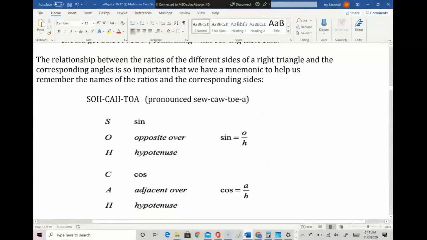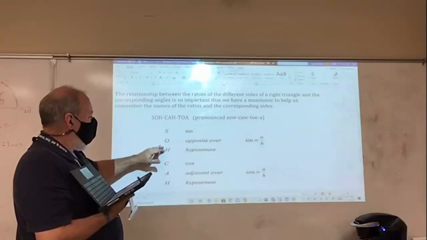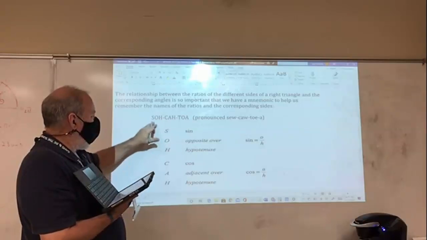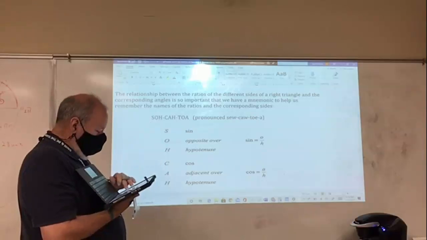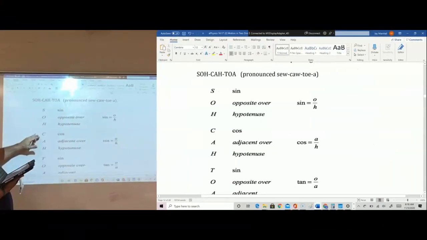So the relationship between the ratios of the different sides of the right triangle and the corresponding angles is so important. We have a mnemonic to help us remember the names of the ratios and the corresponding sides. This is pronounced SOHCAHTOA. So sine is the opposite over the hypotenuse. That's the SOH part. CAH is cosine, adjacent over hypotenuse. That's the cosine. That's the CAH part.